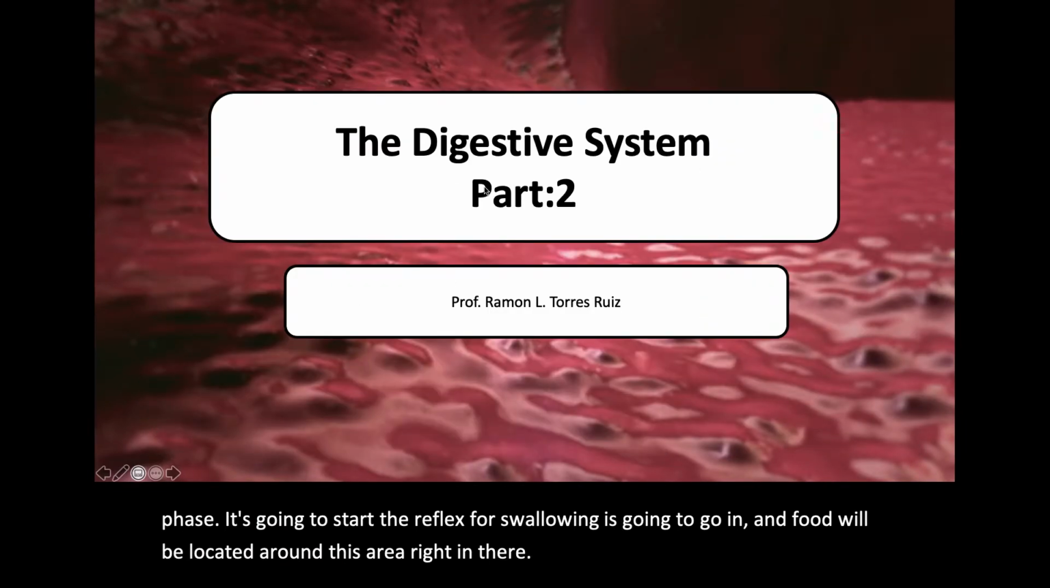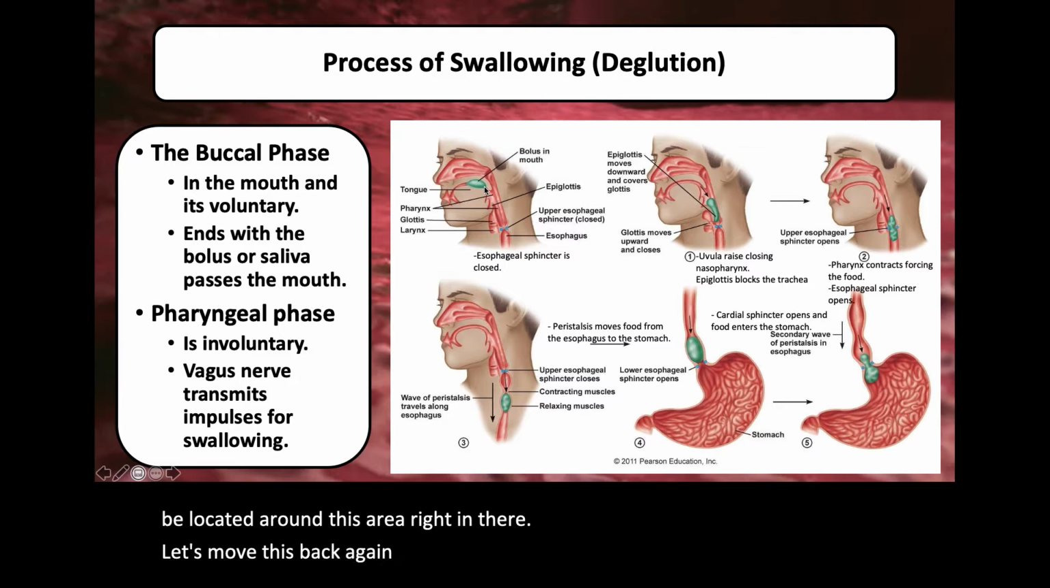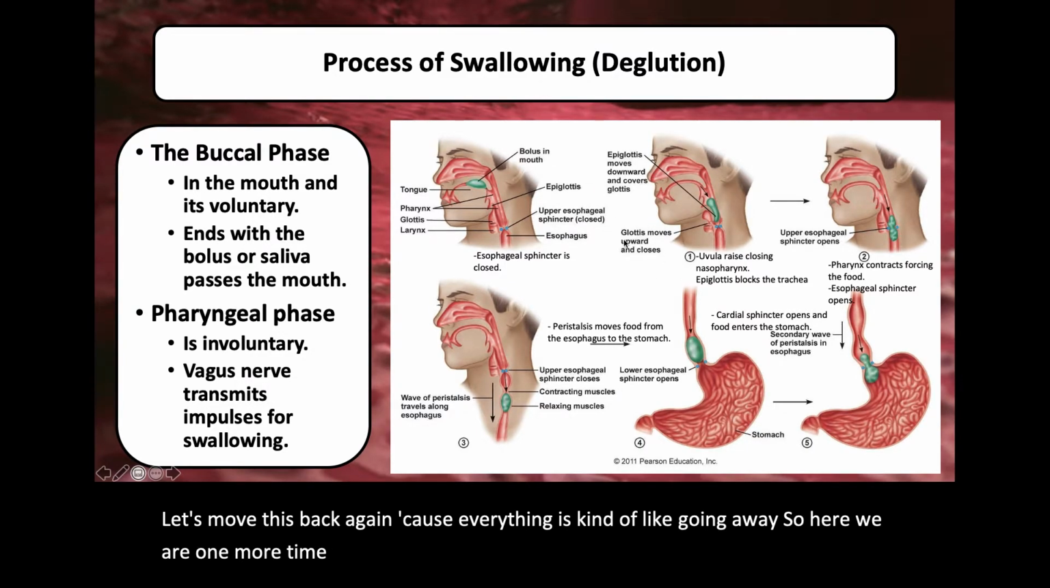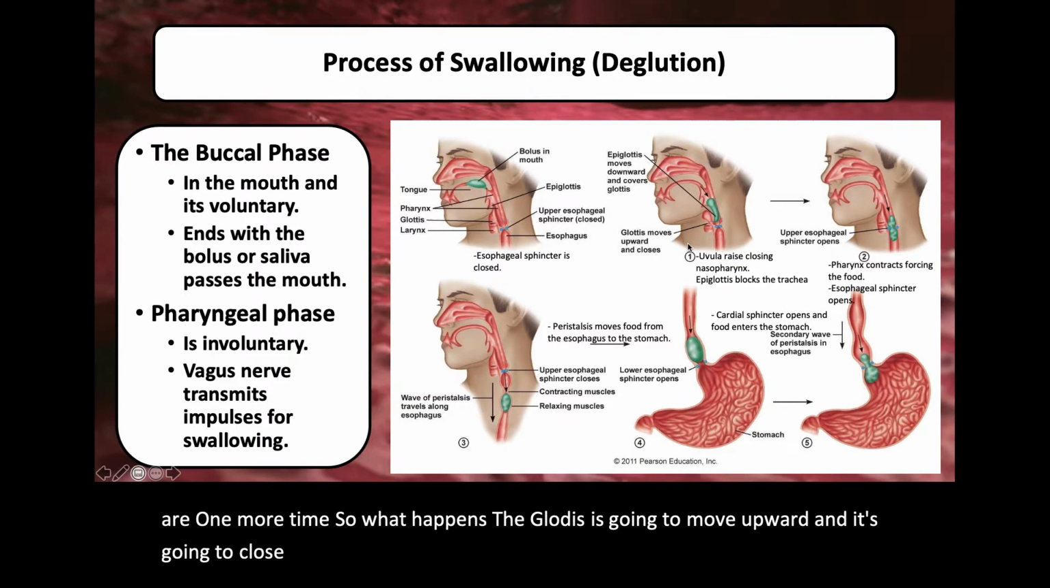Let's move this back again because everything is kind of going away. So here we are one more time. So what happens? The glottis is going to move upward and it's going to close. The glottis is the one that diverts things into the trachea, so we want that closed. So the glottis is going to close.